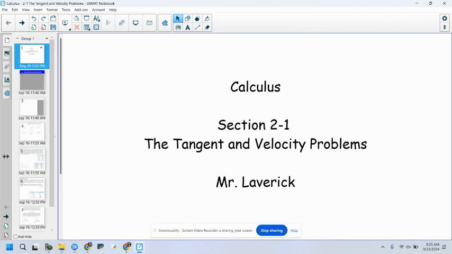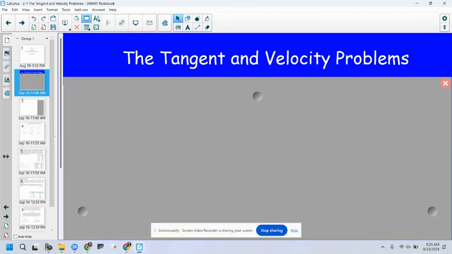All right, so section 2.1. To introduce this stuff, the book gives 2 problems that we will relate back to the entire chapter. And we will be within this chapter at least throughout the whole month of October, maybe a little bit into November, but then we start into chapter 3. Section 2.1 is called the tangent and velocity problems. We're going to talk about 2 problems today.